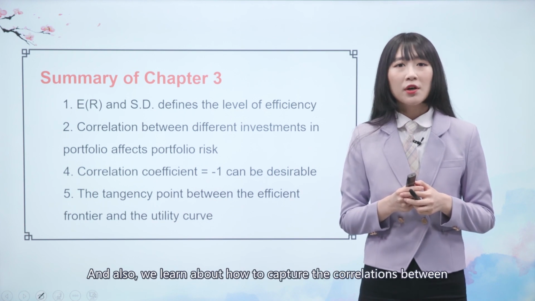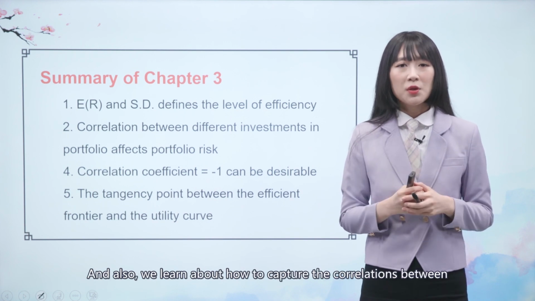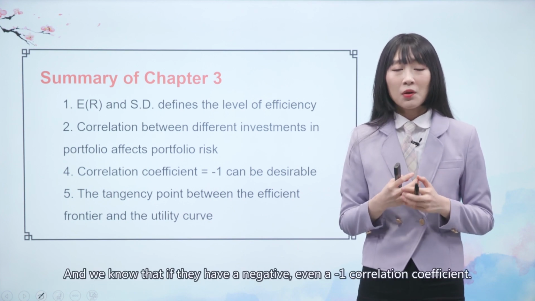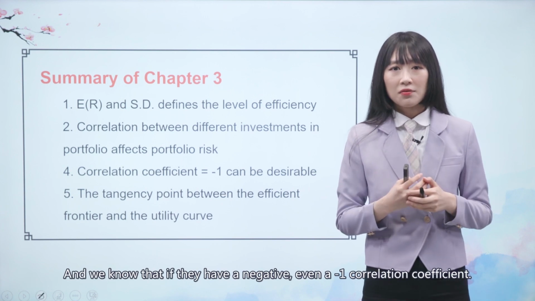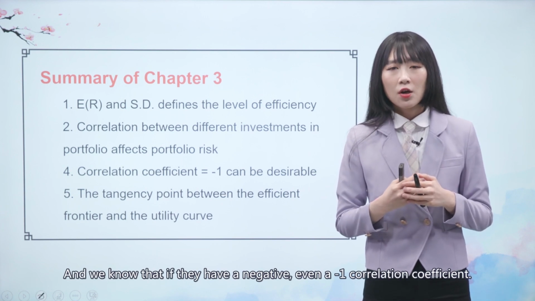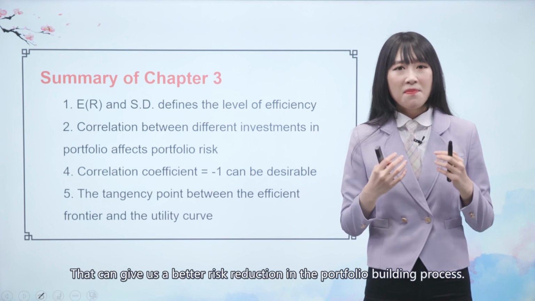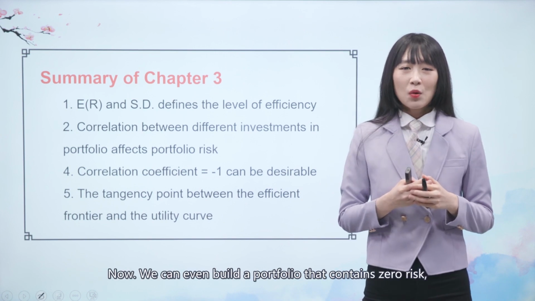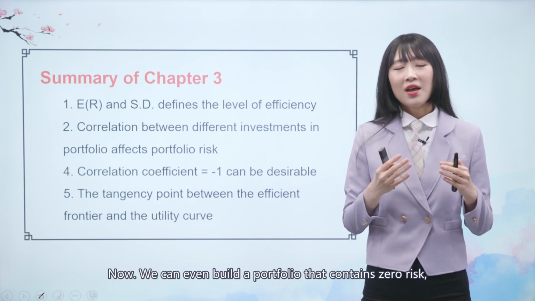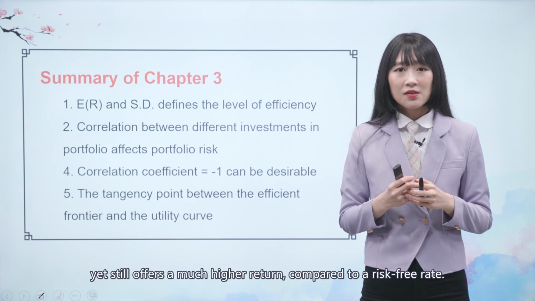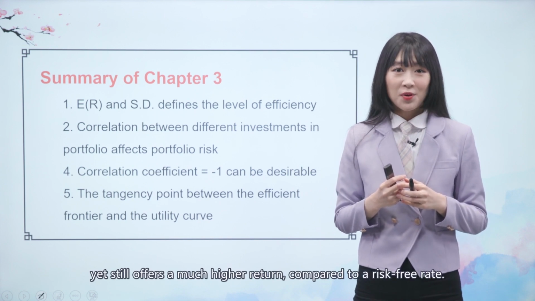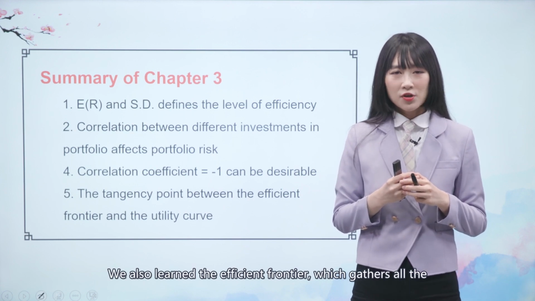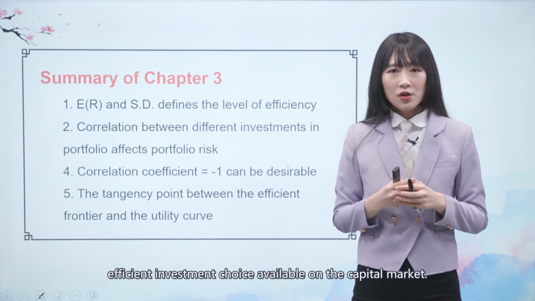And also, we learned about how to capture the correlations between individual assets that are being put into one portfolio. And we know that if they have a negative, even a -1 correlation coefficient, that can give us better risk reduction in the portfolio building process. We can even build a portfolio that contains zero risk, yet still offers a much higher return compared to a risk-free rate.